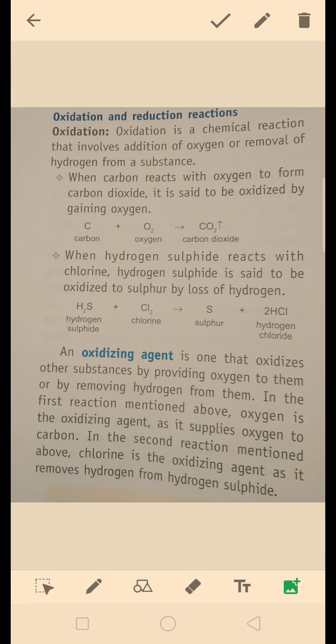Now last but not the least are the oxidation and reduction reactions. Oxidation is a chemical reaction that involves addition of oxygen or removal of hydrogen. When carbon reacts with oxygen, carbon dioxide is formed. When hydrogen sulfide reacts with chlorine, sulfur plus hydrogen chloride is formed. In the first reaction, carbon is being oxidized to form carbon dioxide. An oxidizing agent is one that oxidizes other substances by providing oxygen to them or by removing hydrogen from them. So oxidation means addition of oxygen or removal of hydrogen.